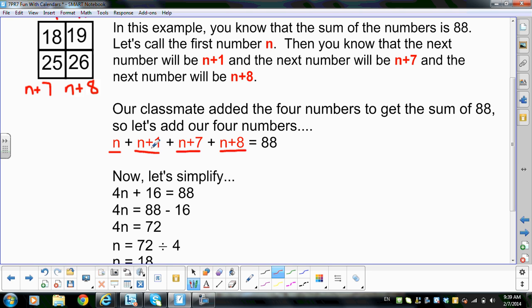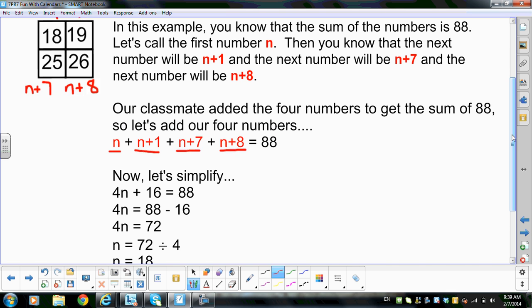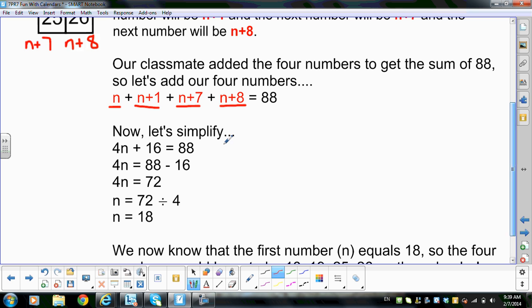I know that there's 1 day more, I know there's 7 days more, I know there's 8 days more, and I know my total is 88, but I have no idea what that number is or what the 4 numbers are. So altogether I have 4n, and I added 1, 7, and 8, and I have 16. And that is equal to 88. So right now, just like we've practiced all week in algebra, I want to take my unknowns, my variables, and leave them on one side and put all the numbers on the other side.